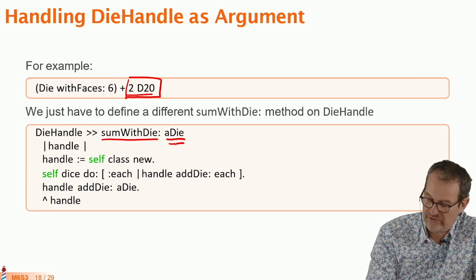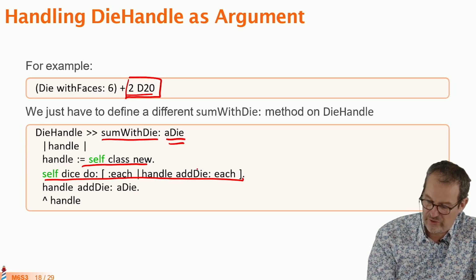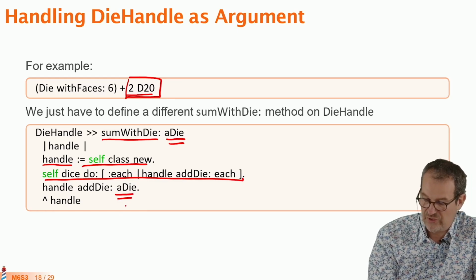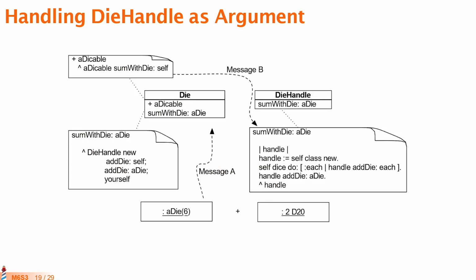We know that we have as argument a die, so we create a die handle. We will copy all the dice of the receiver inside this new handle, and then at the end we just add the die to the new handle because this is done, and we know that this is this one, so we are done. So let's look at it now graphically.